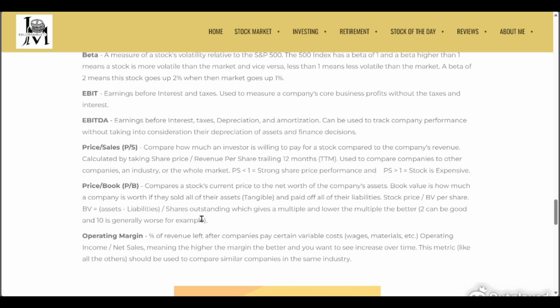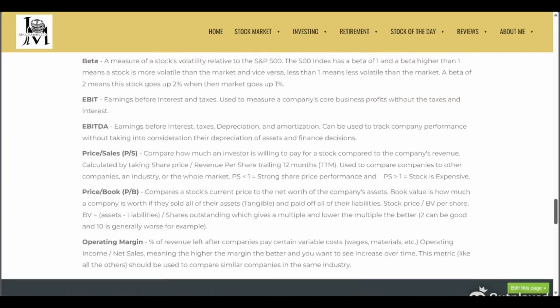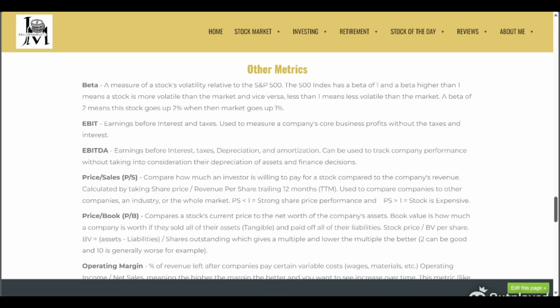And then the lower the multiple, the better, obviously. A PB ratio below 1 or equal to 1 might suggest that a stock is undervalued, because the company is worth more based on its assets than the market value. A price to book ratio above 1 indicates that investors are paying more than the company's book value, which could mean the stock is overvalued, or that investors expect high future growth, because you're paying more for the stock than the company essentially has in book assets.